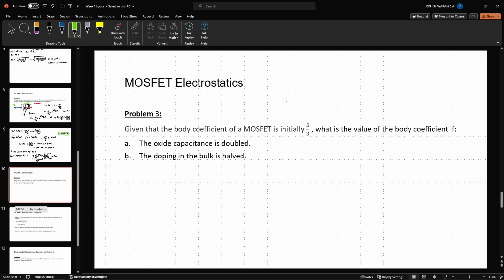Before I begin with the third problem, let me quickly give you an overview of the form factor.